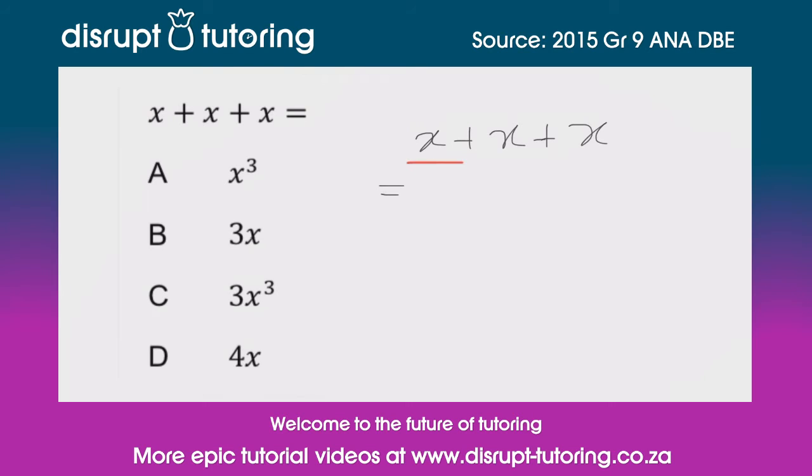So if you look at this question, we can see that there are 3 x's, correct? And the x is a common factor that we can pull out. So let's pull out an x, and we will be left with 1 plus 1 plus 1. Sorry, let me just write the 1. Okay, so we've got 1 plus 1 plus 1.